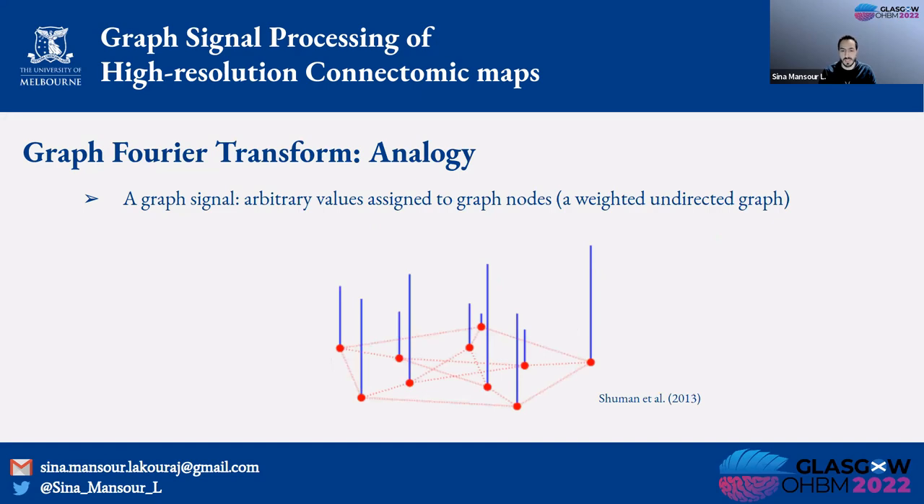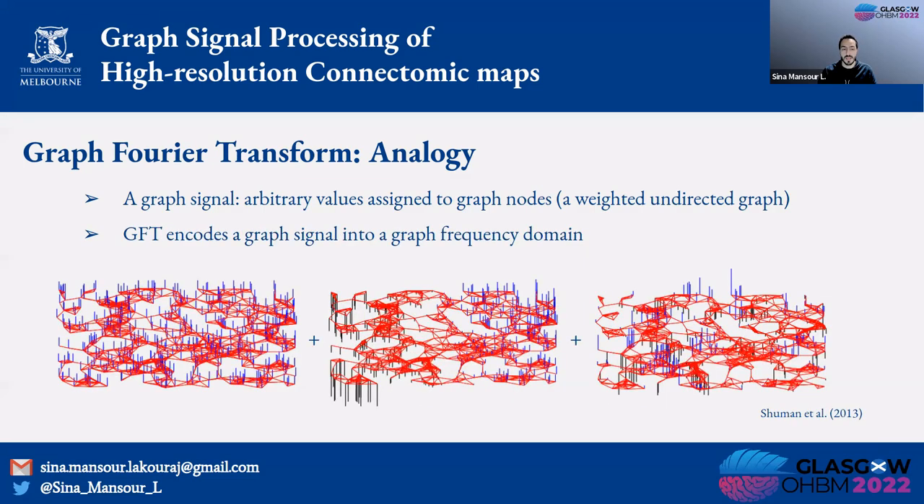Now, similarly, we could have a graph signal, which is basically a signal that is defined over a graph structure. So a set of arbitrary values being assigned to every node of a graph. We could then apply graph Fourier transforms to encode the graph signal into a bunch of frequency domain harmonics.